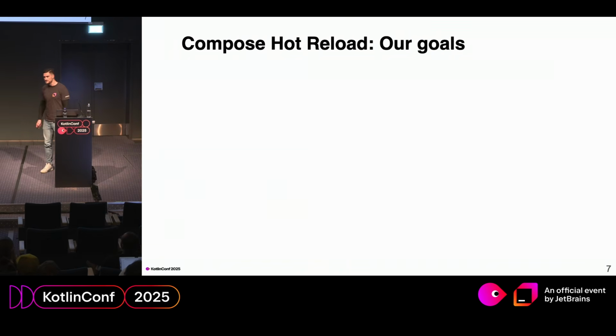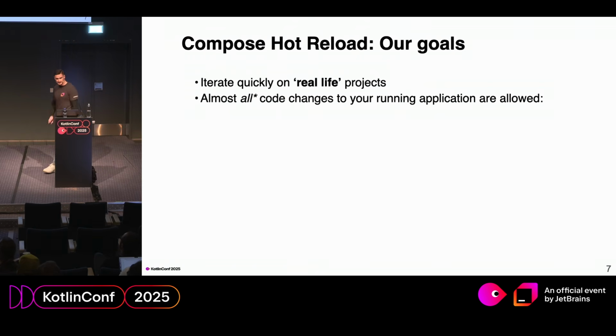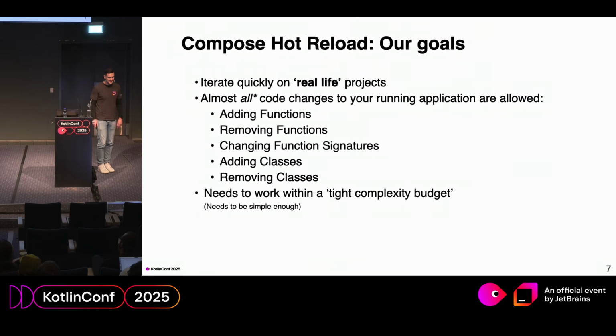And here are our goals when we want to build this. So first of all, we want to build something that allows iterating on real-life projects quickly. We want to allow that almost all code changes are allowed. That means adding functions, removing functions, changing function signatures, adding a class, removing a class. Basically, everything that you would like to do, it should just support it. But the kicker is, we need to work within a really tight complexity budget. It doesn't help if we find some solution that we probably can't maintain and you don't like setting up. So we need to find something really simple, tight complexity budget.